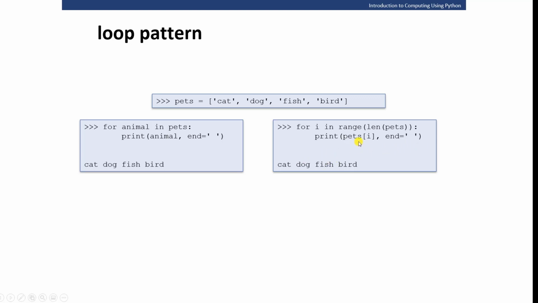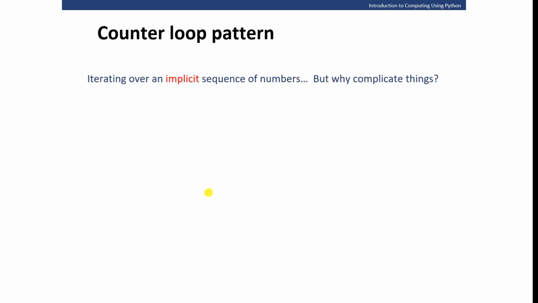Okay, so what does that mean? At the first iteration, which is bits 0, I'm going to print cat, then end, so that means I have to stay on the same line with a separation equal to a space. Then after that, i will be equal to 1, and I'm going to print dog. Then i will be equal to 2, and I'm going to print fish. Then i will be equal to 3, and I'm going to print bird. Okay? So that's exactly how it's going to be printed.